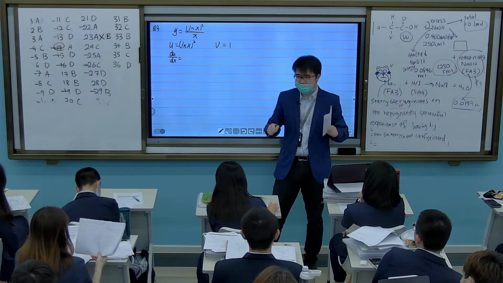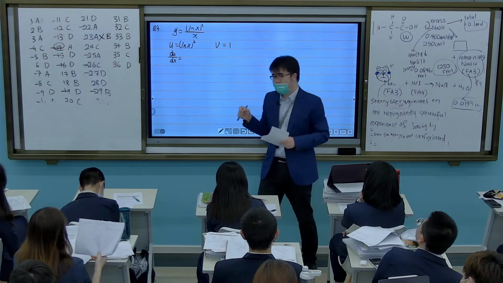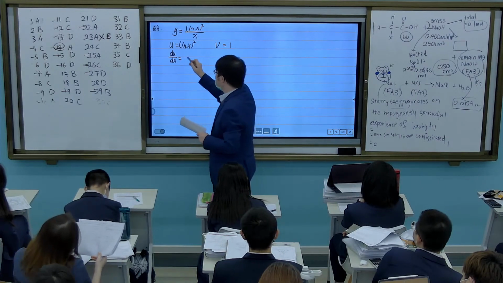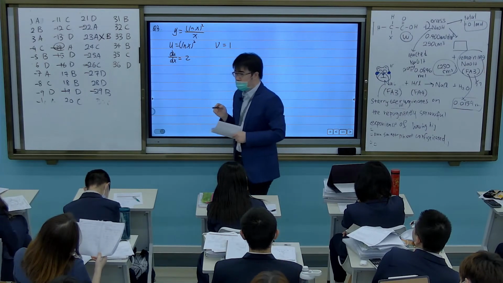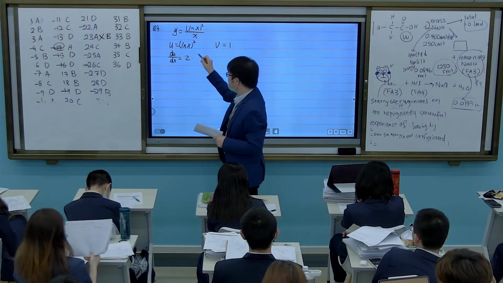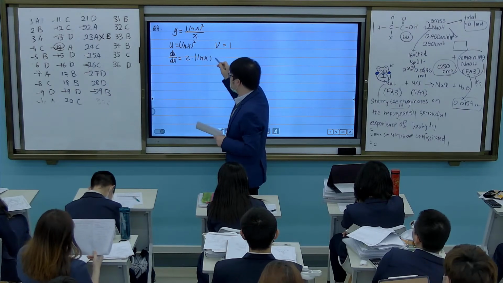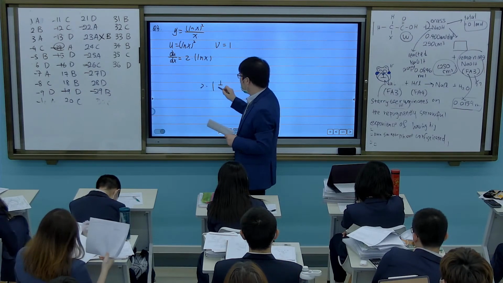The outside layer is square, right? So the first step is to take the differentiation of the square. So it is 2 times ln x, the ln x does not change. Somebody just writes 2, 1 over x.